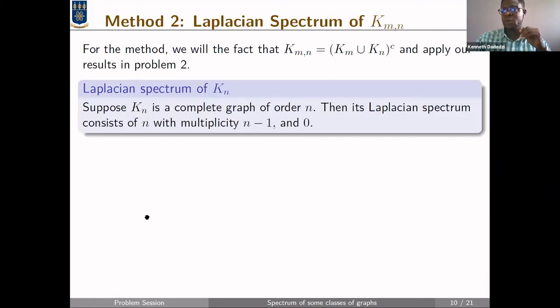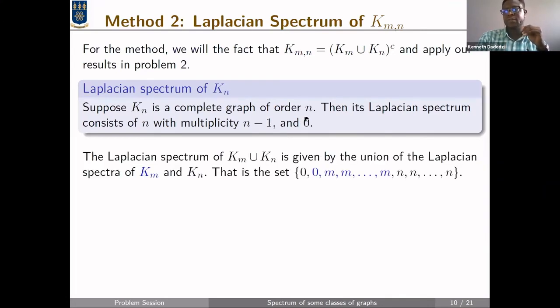So this is just a recall. The Laplacian spectrum of the complete graph Kn is n with multiplicity n minus 1, and 0, right? With this, we can easily prove the case of this. If I consider K m and K n, then K m has the eigenvalue m occurring m minus 1 times, and K n has n occurring n minus 1 times. So they are in the spectrum of the disjoint union.